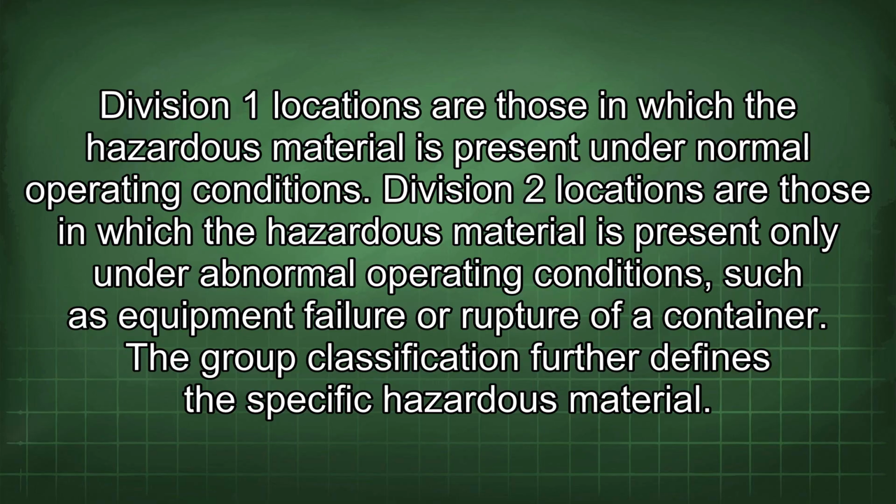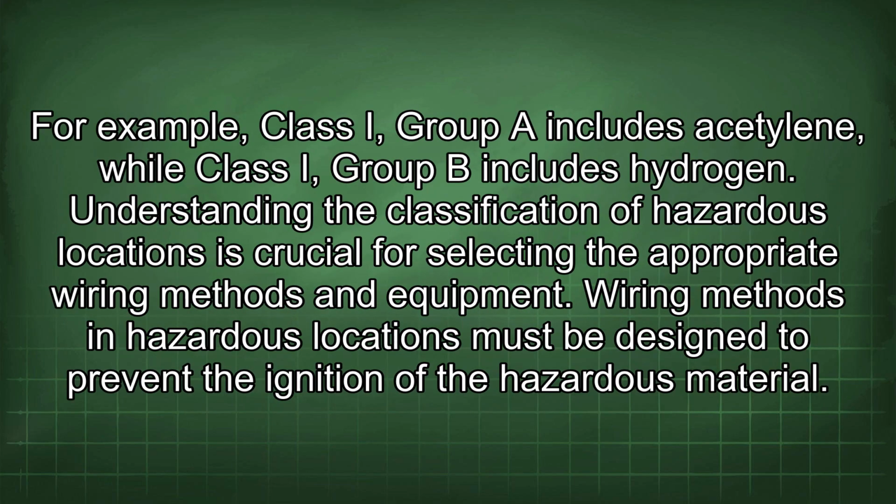Division I locations are those in which the hazardous material is present under normal operating conditions. Division II locations are those in which the hazardous material is present only under abnormal operating conditions, such as equipment failure or rupture of a container. The group classification further defines the specific hazardous material. For example, Class I Group A includes acetylene, while Class I Group B includes hydrogen.